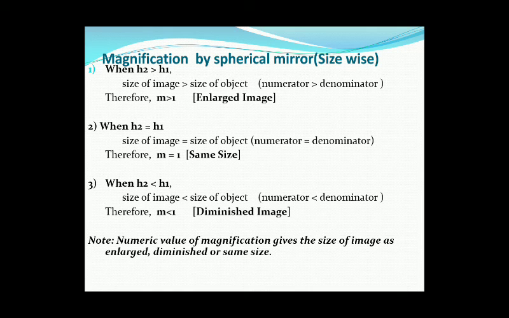If both the sizes are same, numerator and denominator cancel out and the value will be 1, and that indicates the size of the image is same as that of the object. And in the third case, if h2 is less than h1, size of the image is less than the size of the object. Now, numerator is less than denominator, like 3 by 4, 2 by 4. So you are getting the value in decimal, 0 point something. So if m is less than 1, it indicates the image is diminished.